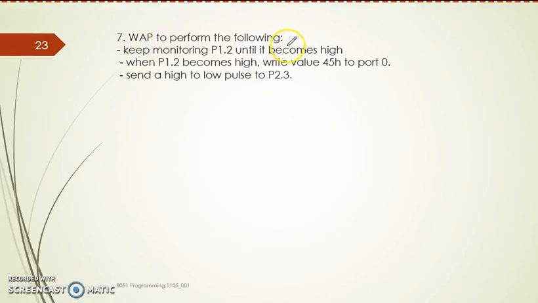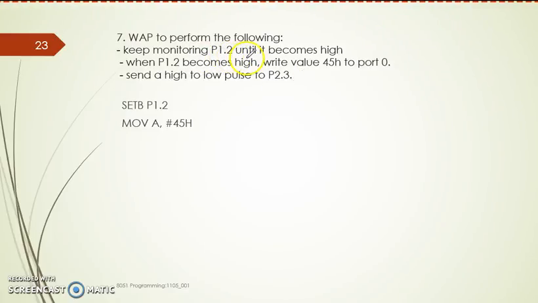Write a program to perform the following. It has to keep monitoring P1.2 until it becomes high. When it becomes high, write the value 45H to port 0. Send a high to low pulse on P2.3. So I have to monitor P1.2.